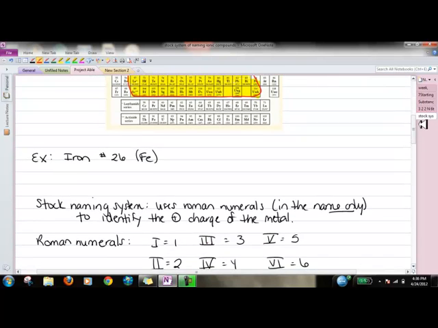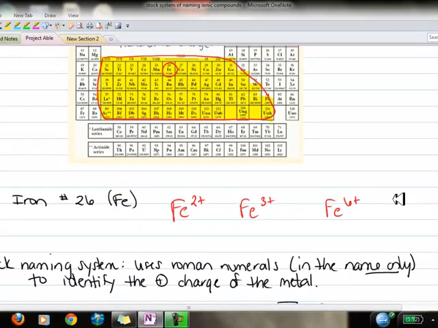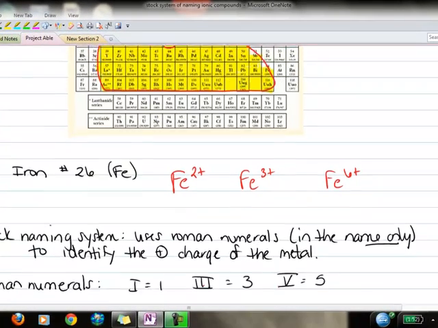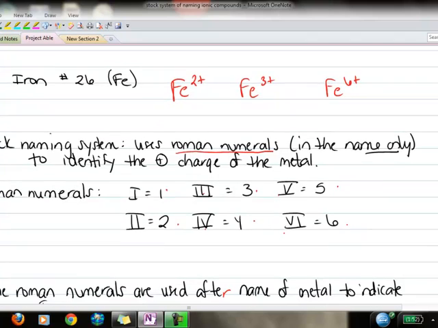So let's look at iron, for example. Iron on our periodic table is number 26. Iron can be a 2+, a 3+, or even a 6+. And from the periodic table, we have no way to tell. So again, scientists have decided to use Roman numerals in the name to identify the positive charge of the metal. Just to review the Roman numerals, we have I, II, III, IV, V, and VI. Those are probably the most common ones you're going to find.